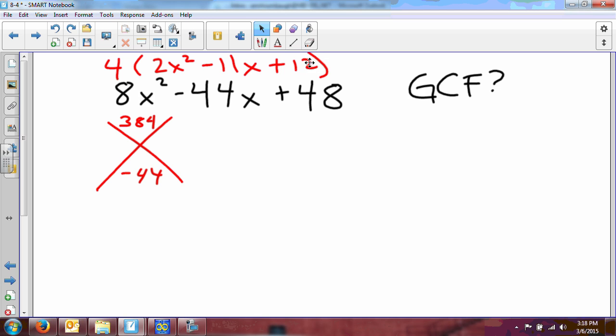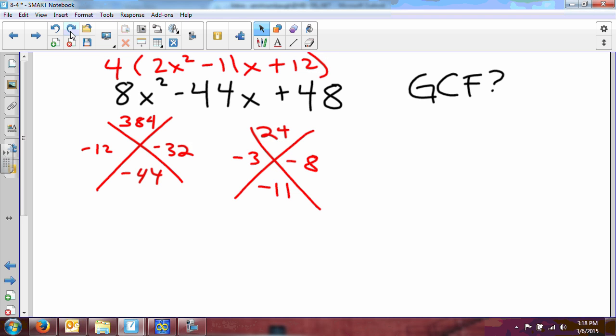Now I'm going to be working with this, 2x squared minus 11x plus 12. Now I'm going to use 24, from 2 times 12, and negative 11. These are much easier numbers to work with. Okay, positive on top means same sign. These are both going to be negatives. Going back to the original one, if you're curious, it was negative 12 and negative 32, I think. Double check me on that. Make sure they multiply to 384. But instead of using those giant numbers, we're going to use negative 3 and negative 8. Makes it so much easier.